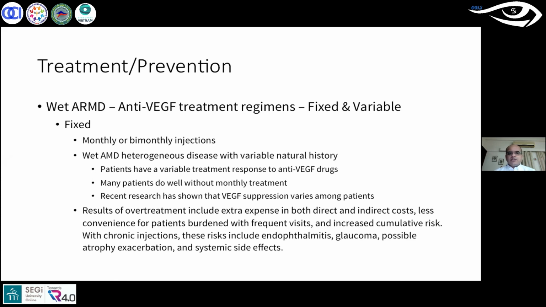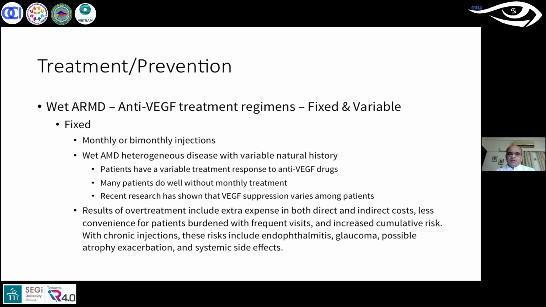And recent research has shown that VEGF suppression also is very variable. Many patients do very well without monthly treatment. So some patients require monthly injections. There are some patients who don't require any injections after the initial loading dose of 3 injections. And some of them may need injections every 6 months. So the fixed monthly treatment plan could result in over-treatment.